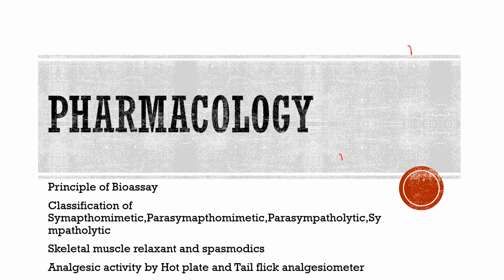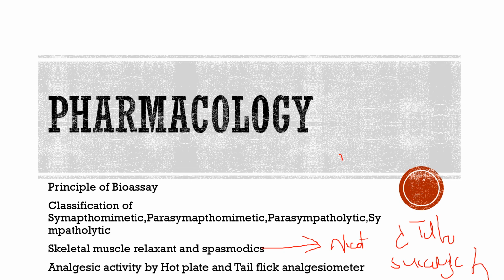Next, we have skeletal muscle relaxants, spasmolytics, neuromuscular blocking agents. Again, this was done in the previous semester, about the nicotinic receptors that are present on the skeletal muscles. And D-tubocurarine is the major drug you have to remember, along with succinylcholine. Just remember that these drugs are neuromuscular blocking agents or skeletal muscle relaxants or spasmolytics.